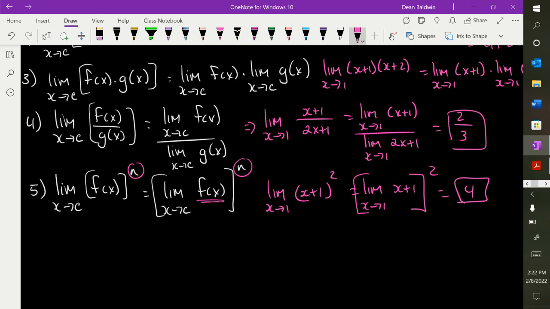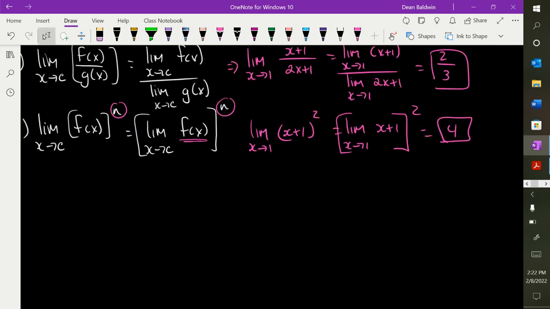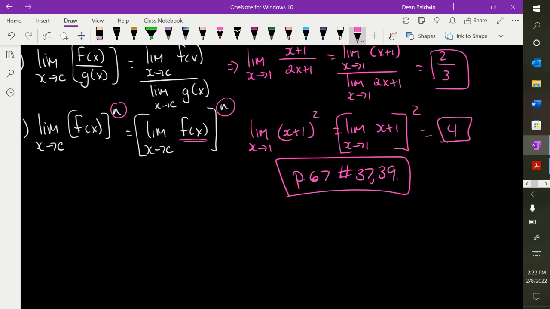Okay. Now again, like I said, you wouldn't do it for polynomial functions because they're pretty straightforward. They're continuous. You can just plug it in and you get the answer, but they come into play when you're dealing with more complex functions. To practice what we just did here, page 67, number 37 and 39, those will give you practice with those different functions. And then when you come back, we are going to do trig limits.